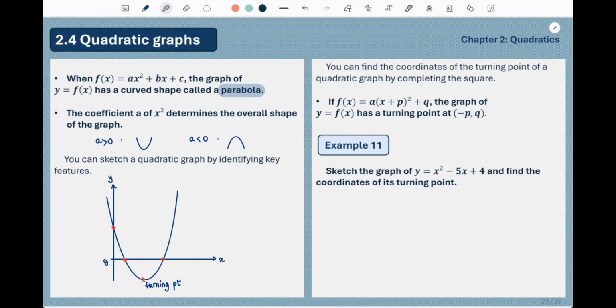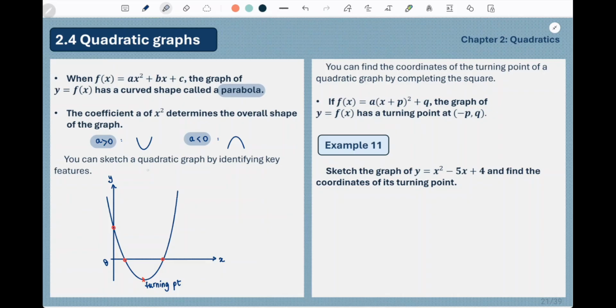It's important to note that when a is more than 0, meaning positive, the graph looks something like this. I like to think of it like a smile. When it's positive, it's a positive emotion, so it's going to be a smile. And when it's a negative value for a, it's going to look like this, downwards, as if you're sad or down. Anyways, that's just how I make the association, so it's easy for me to remember.